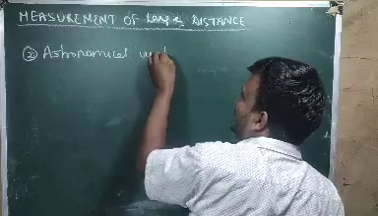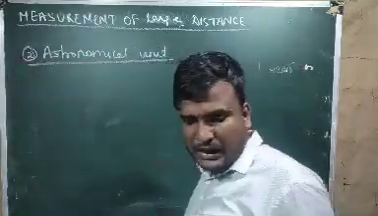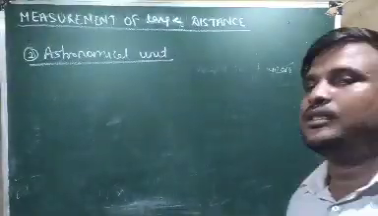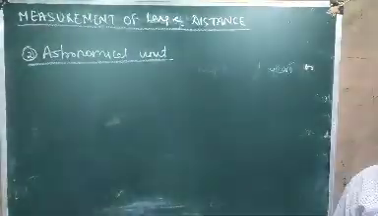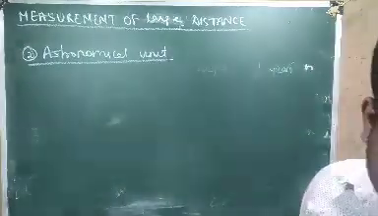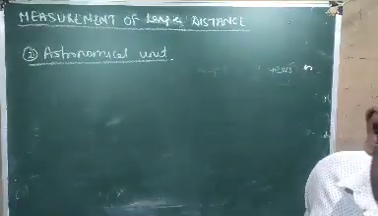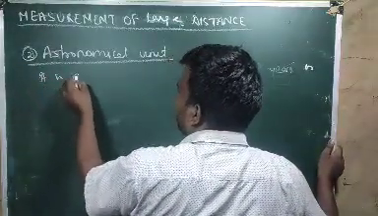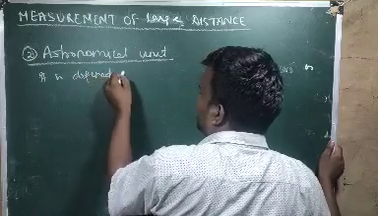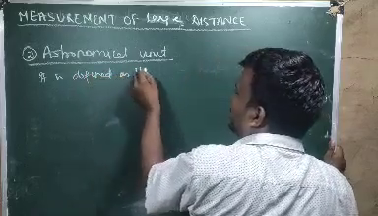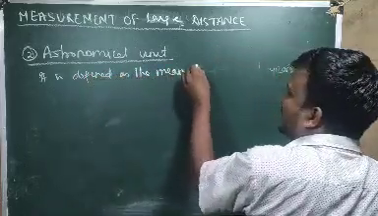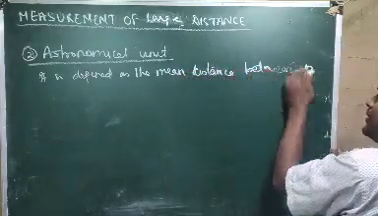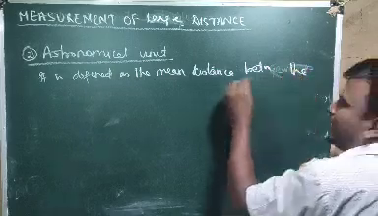Astronomical unit. Now what is an astronomical unit? It is the average distance between the sun and the earth. It is defined as the mean distance of the earth from the sun.